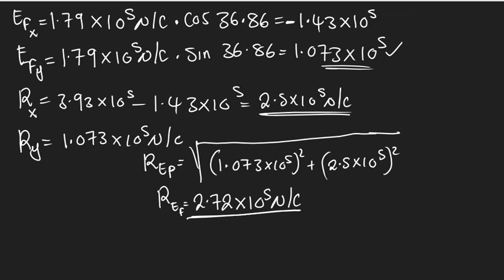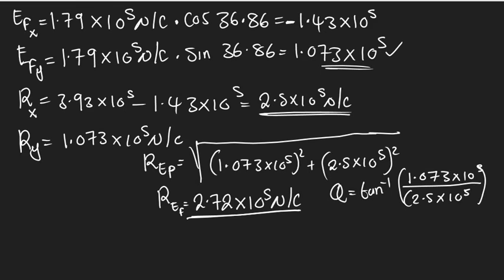This is the resultant. Now we can find the direction, which happens to be theta is equal to tan inverse of whatever was in the y. So in the y, what did we have? We had 1.073 multiplied by 10 to the power 5, all over, in the x, we had 2.5 multiplied by 10 to the power 5. Let's see. So it's tan inverse of, shift tan, then we have 1.073 multiplied by 10 to the power 5 all over 2.5 multiplied by 10 to the power 5. Follow me well.